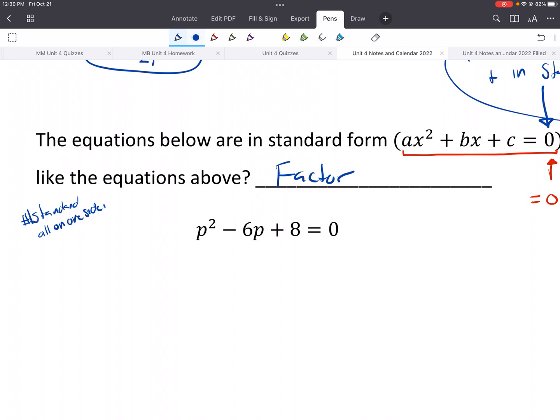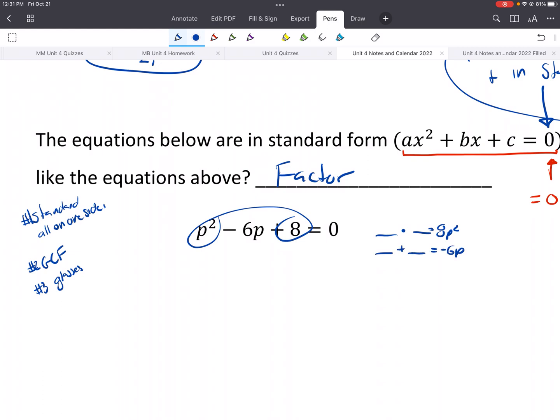So that's number 1. Number 2 is we'd want to check for greatest common factor. And then next would be factoring, so like glasses. Here this is already in standard form. There's no greatest common factor, so we'd go into glasses. We need to find the two things that multiply to 8 and add to negative 6.